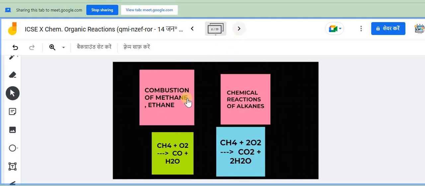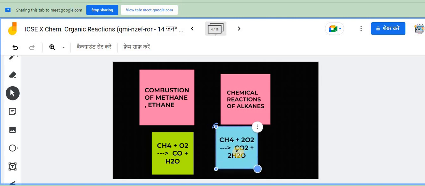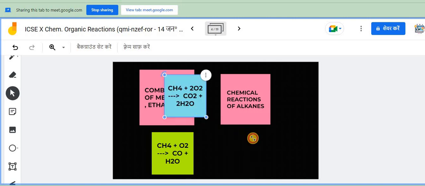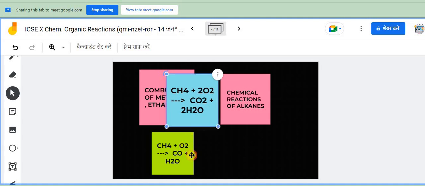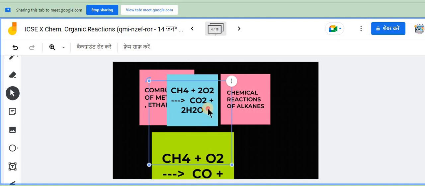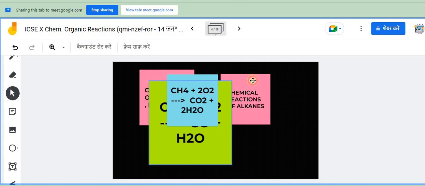The second reaction type is combustion reactions of methane and ethane. Very simple. Methane on combustion gives carbon dioxide and water if it is complete combustion, or if we add more oxygen. Methane plus oxygen gives carbon dioxide and water. If you do not add sufficient oxygen, then it will give carbon monoxide. This is the main idea behind that. It should be clear to all of you.